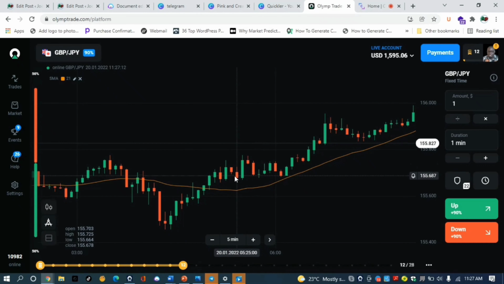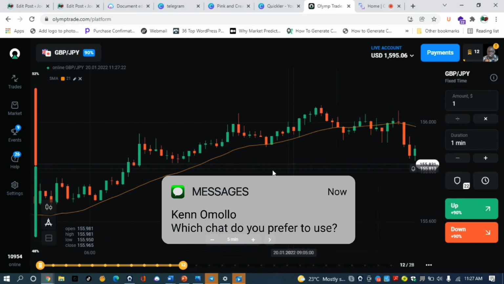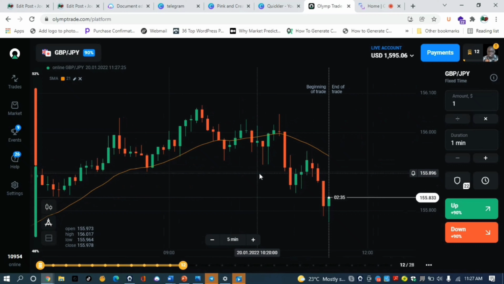You see it here again, and what happened? Prices continued to go up. You see it here again, what happened afterwards? So that is one of the advantages of using the Japanese candlestick chart while trading, because it gives you hints of what is going to happen next.